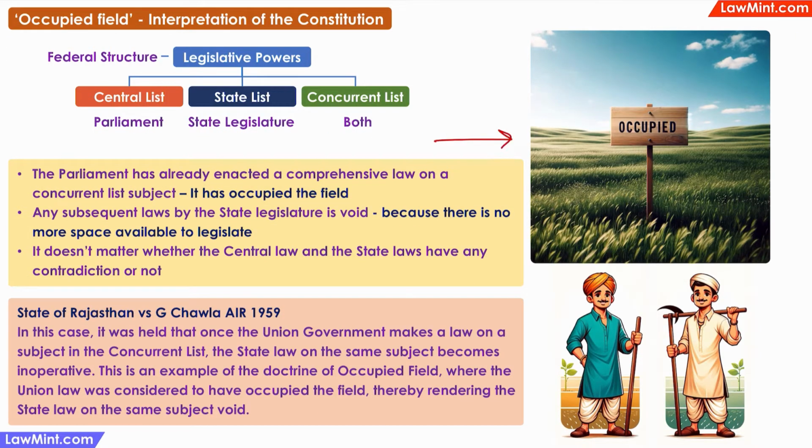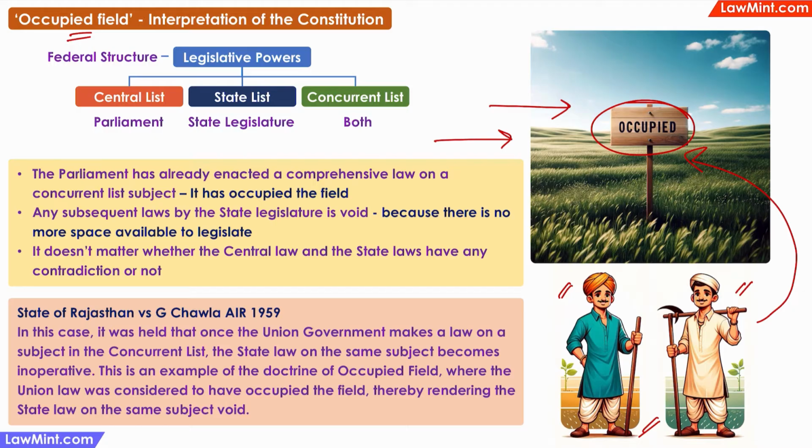Suppose there was some land which did not belong to anyone, and two farmers, Bharat and Sharat, noticed that the land was vacant and both of them thought that they could make use of it. One fine day, Bharat went to take over that land, but he found that Sharat had already come there before him and had already occupied that land. So, Bharat could no longer do anything on that land because the land was already occupied. This is how the concept of occupied field works.